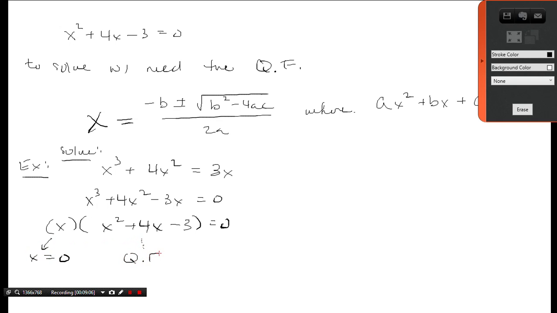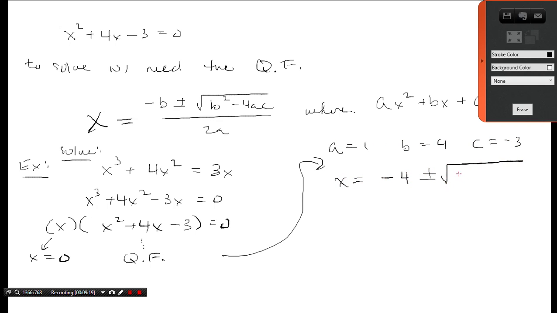Well, you've got a quadratic formula. So you go to the side and say, a is 1, b is 4, and c is -3. So x equals -b plus or minus the square root of b squared minus 4 times a times c, all over 2a.